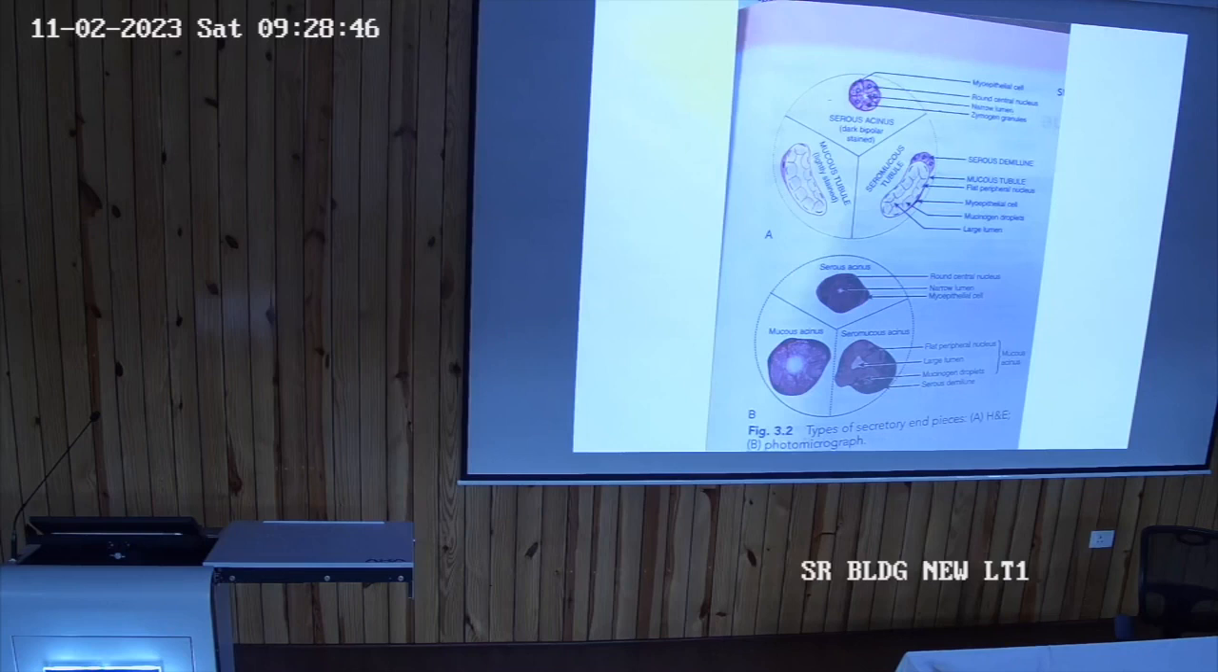Then another thing, you will find a large number of ducts in the glands. Whatever the type of gland, in exocrine glands you will find them, not in endocrine. Why? Endocrine glands are ductless glands. So you will see different types of ducts in the exocrine glands. Ducts can be present inside the acinus. That is called the intralobular duct.